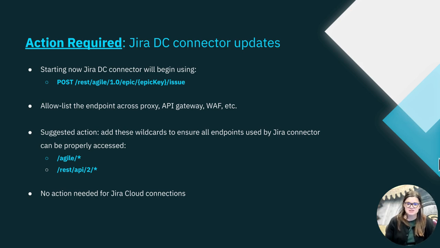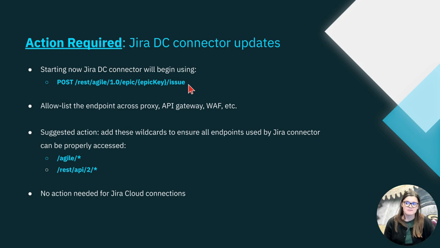Before we actually get into the tool, I want to start here with an important update to any administrators who are working with a Jira Align instance connected to a Jira data center instance. There is an update to your connector that is going to require an action from you. Starting with this release, Jira connectors connected to Jira data center instances will make use of a new endpoint listed here on the slide. This will be used for updating the parent epic link for stories.